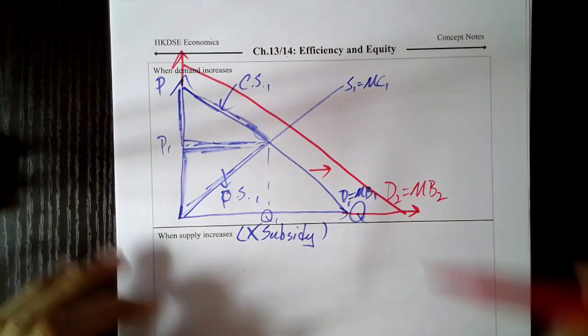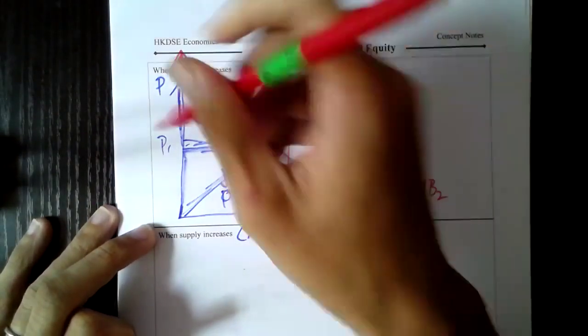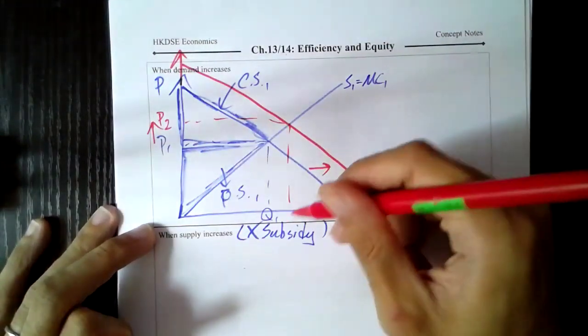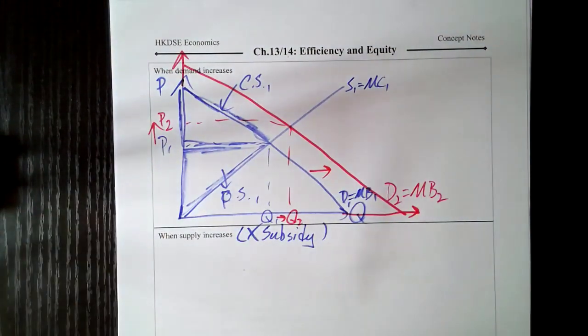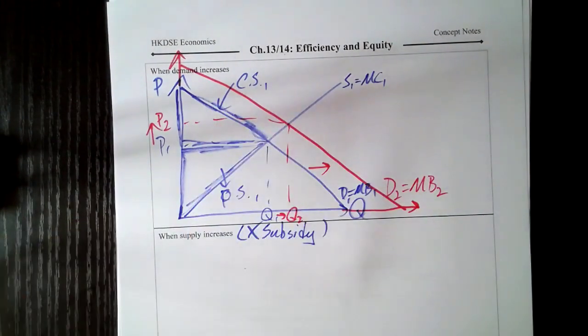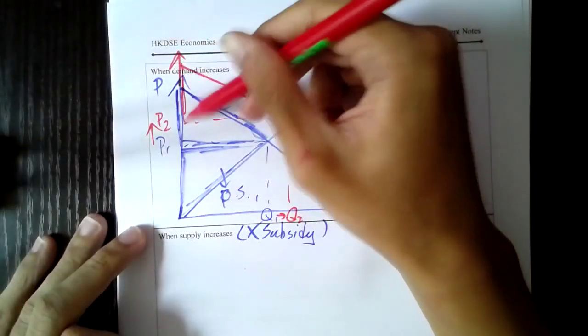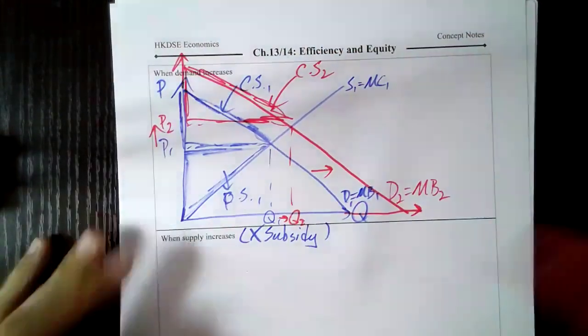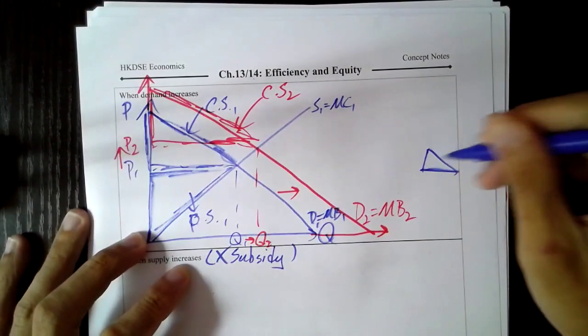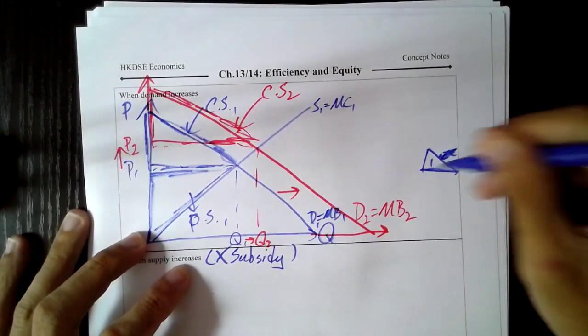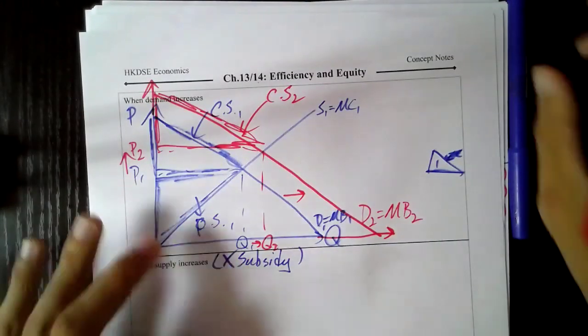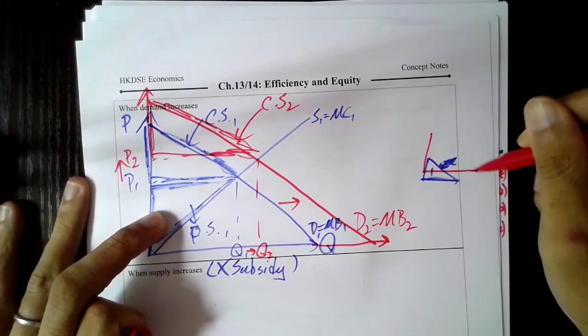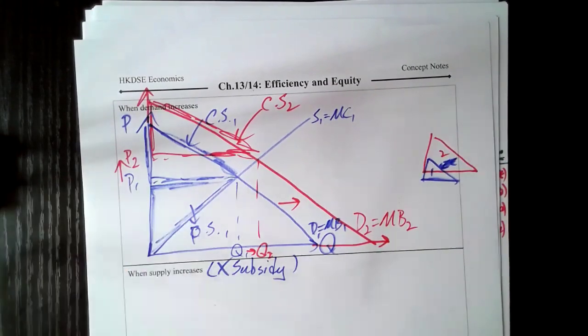Obviously here we have our P2 increasing. We also have our Q2 increasing. What will happen to consumer surplus? It will become this one, this triangle, consumer surplus 2. If we draw it out, you will see this is our CS1, and here will be our CS2.